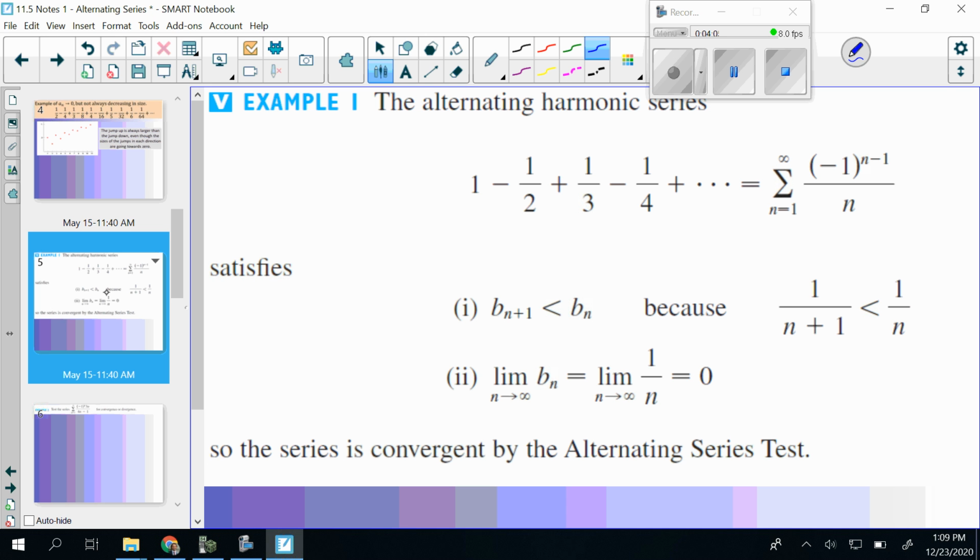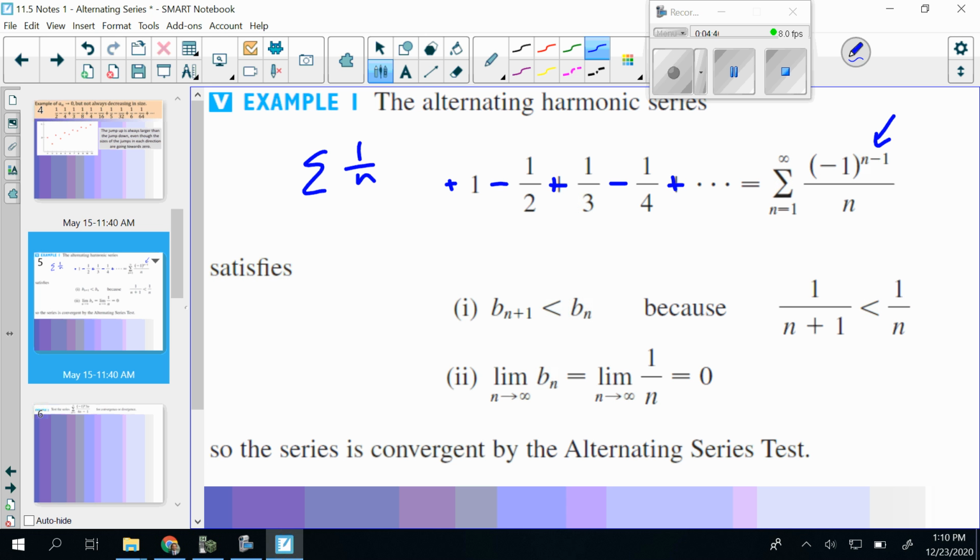All right, so the first one we're going to look at as an example is the alternating harmonic series. Remember, the harmonic series is the series 1 over n. We have 1 over 1 or 1, 1 over 2, 1 over 3, 1 over 4, and so on. The difference with this one from the one we saw before is it's alternating. We have positive, negative, positive, negative, positive, negative. So we would write this one as this. This would be the alternating harmonic series.